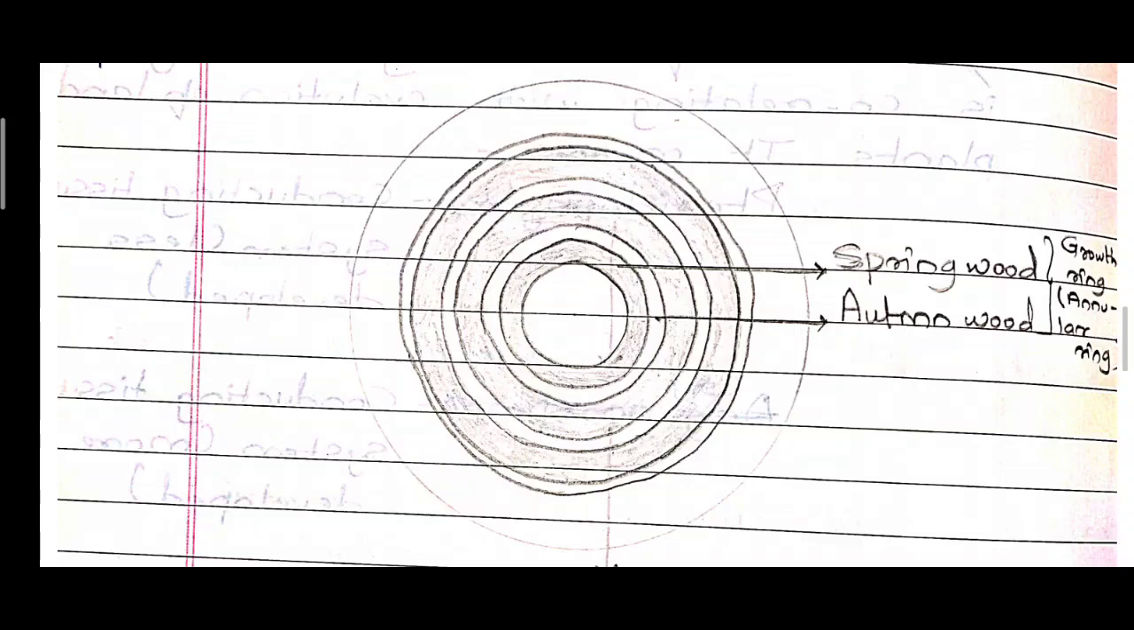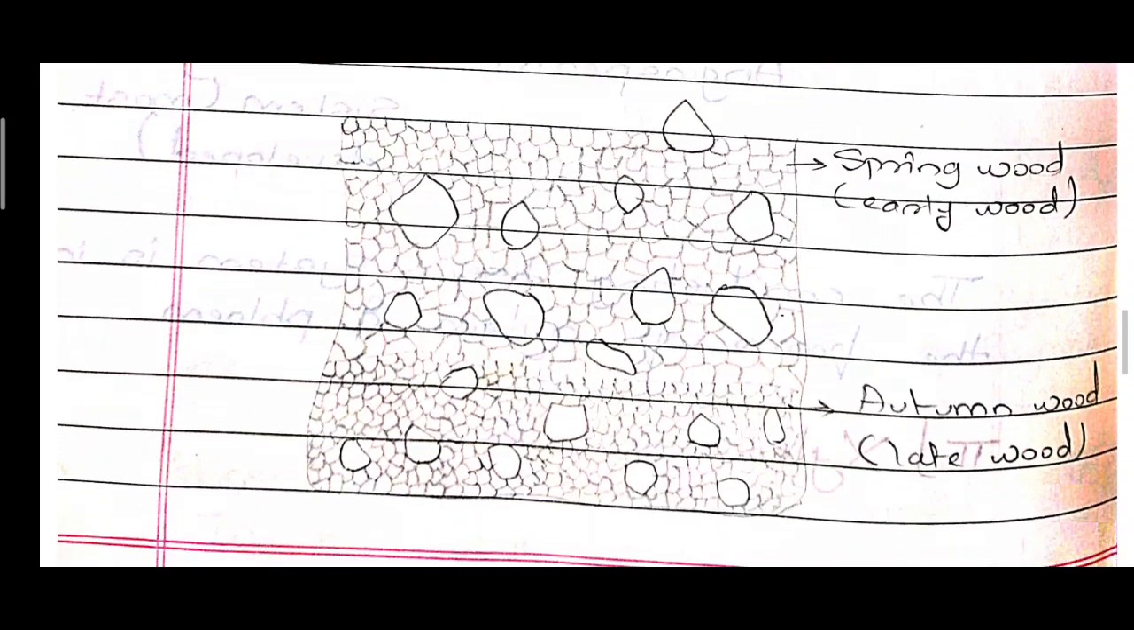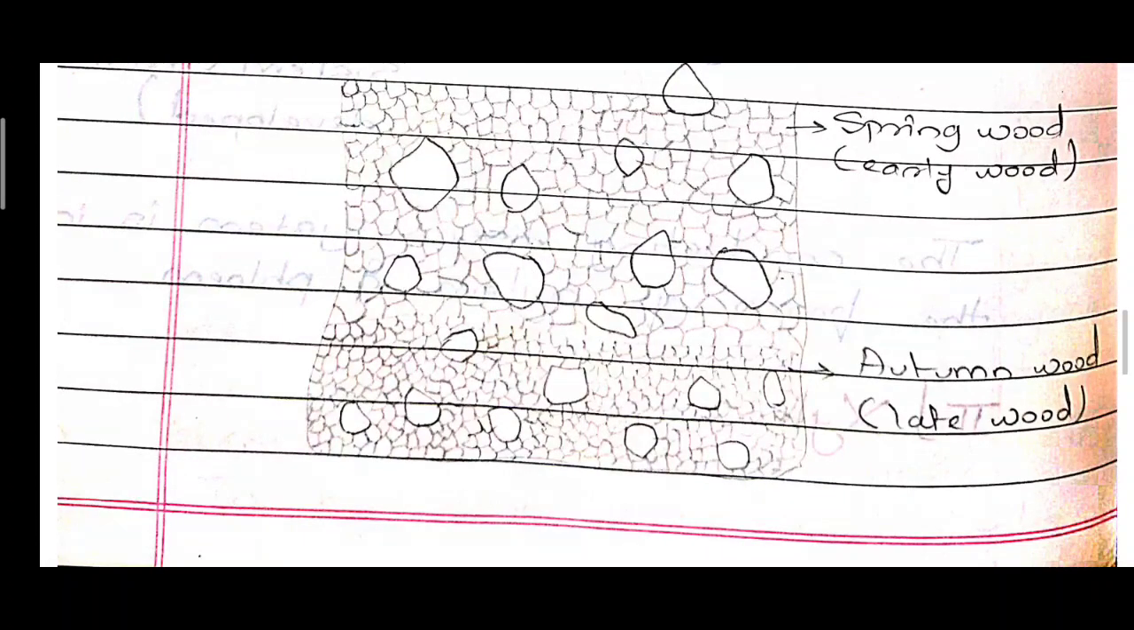The next picture is about the longitudinal sections of the stem. In the springwood we have to see the larger size of the xylems as well as vessels. In autumn wood, which is also called the late wood, in that region the small size of the xylems and vessels will be observed.